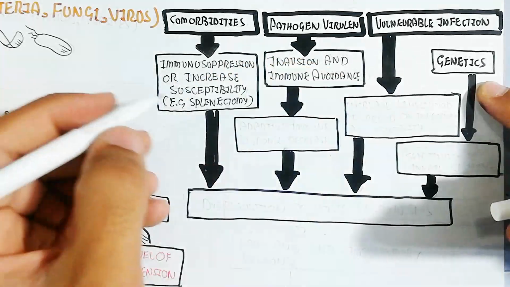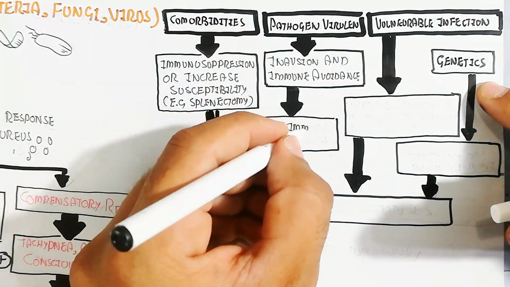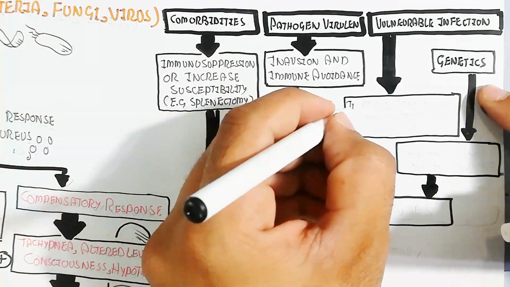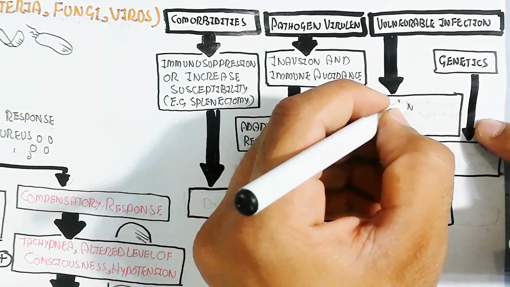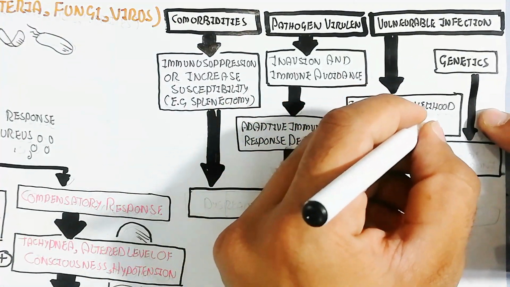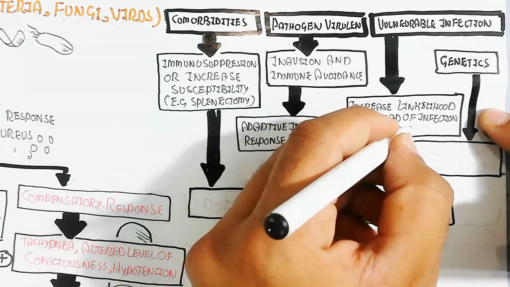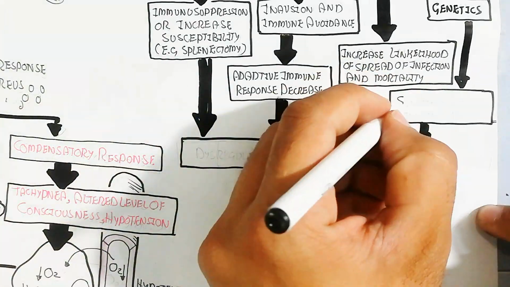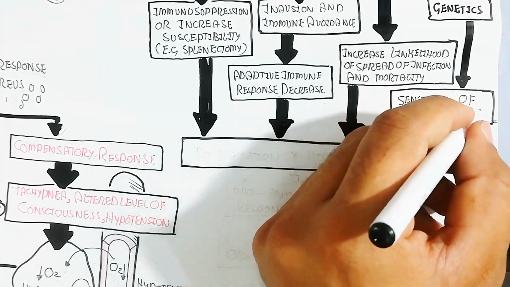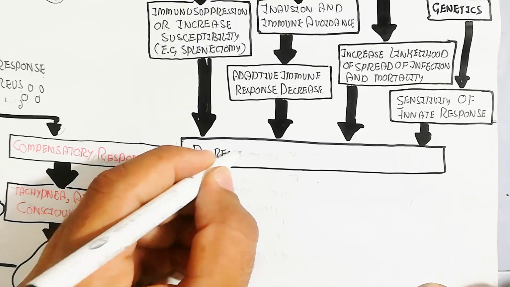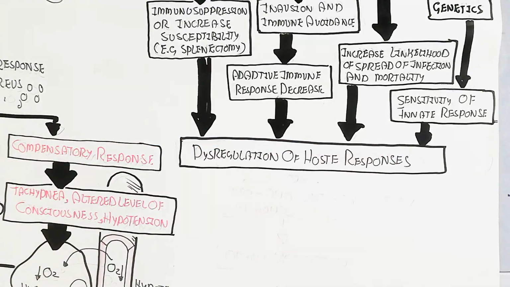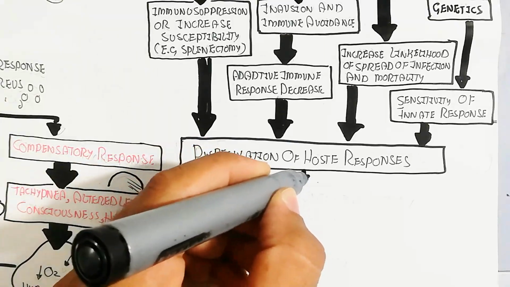For pathogen virulence, invasion and immune avoidance will lead to a decreased adaptive immune response. The decreased adaptive immune response will lead to dysregulation of the host response. On the other hand, it increases the likelihood of spread of infection and mortality, and genetics will lead to sensitivity of the innate response. All these factors lead to what is called dysregulation of host responses.